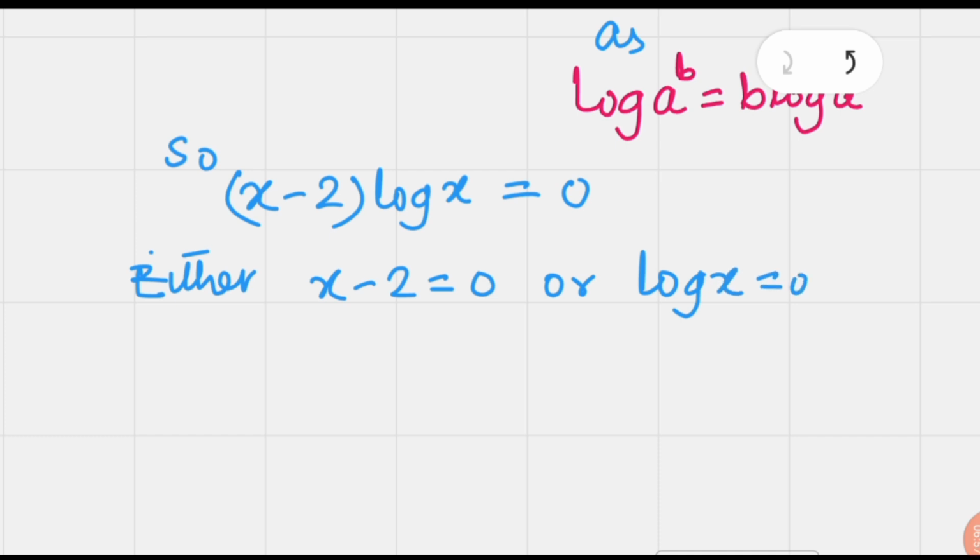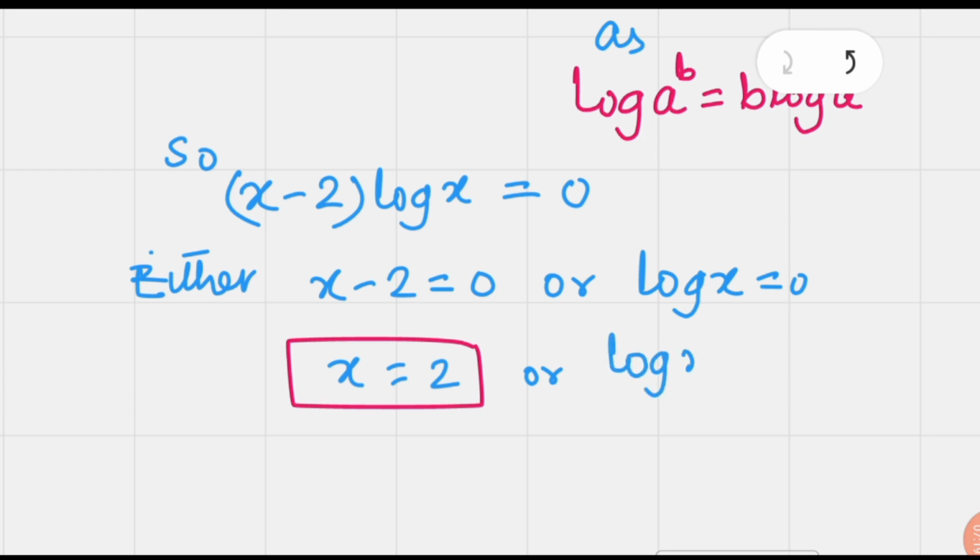If x minus 2 equals 0, then x must be equal to 2. That is, the value of x is 2. So one solution of the above equation is that x is equal to 2, which is obviously positive and non-zero.